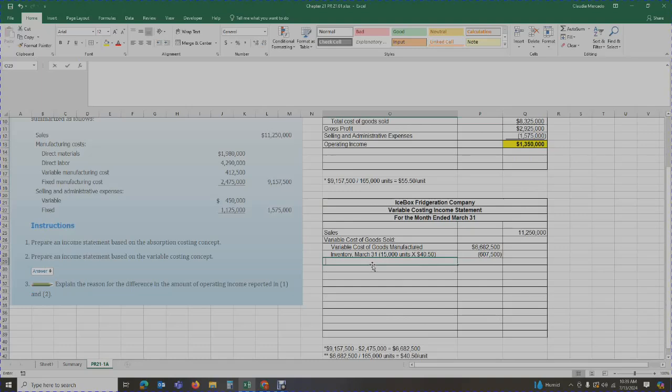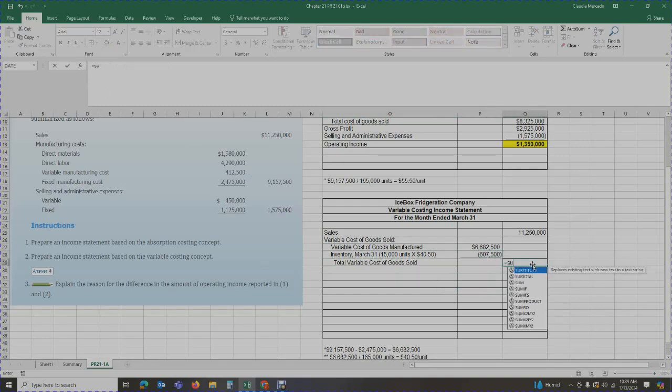Okay. So now I can calculate the total variable cost of goods sold. So I'm going to go ahead and do the calculation. What did we do here? We got the variable cost of goods manufactured minus my ending inventory. So the 6,682,500 minus the 607,500 gives you 6,075,000. So that is my total variable cost of goods sold.